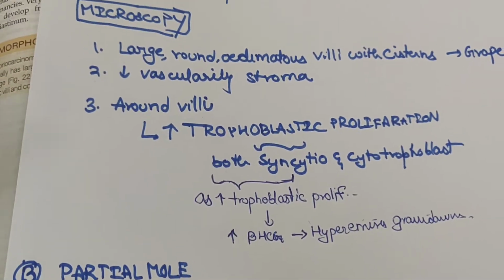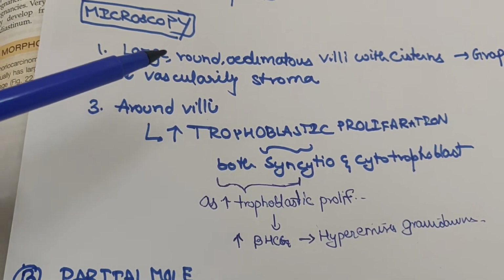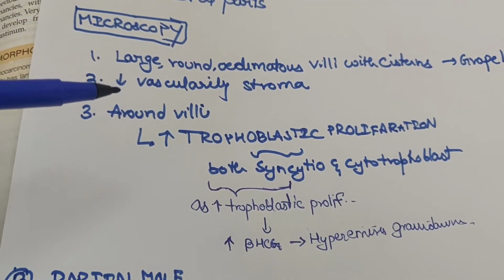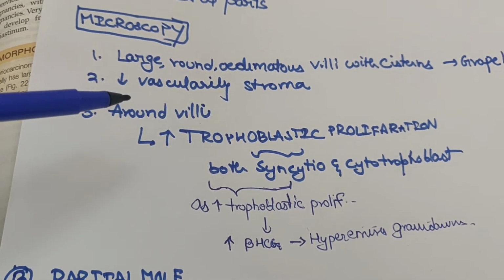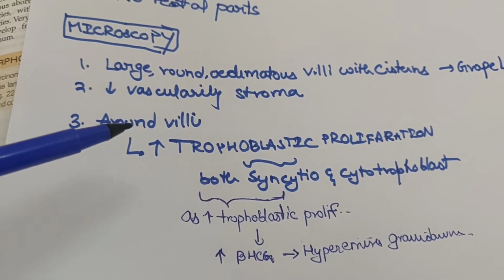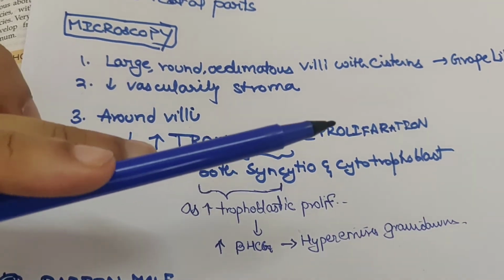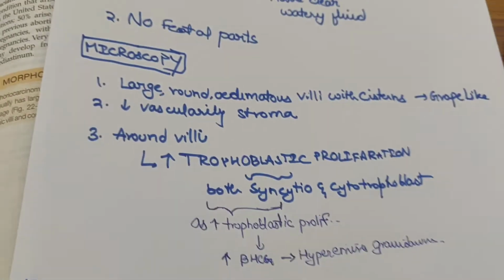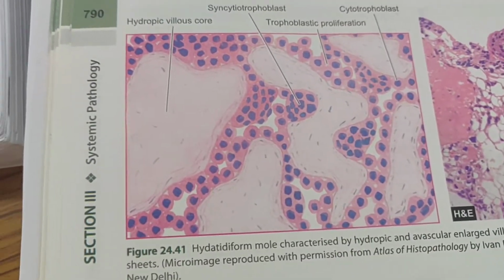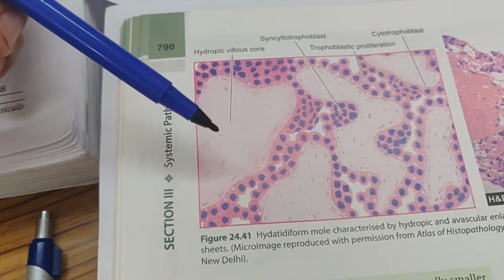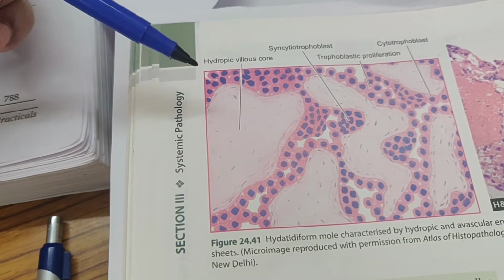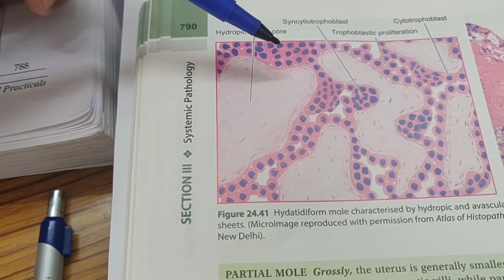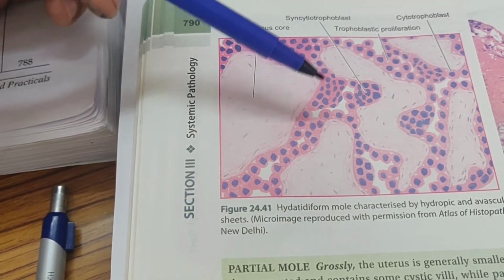Coming to the microscopy, there are large round edematous villi with cisterns, that is grape-like, and the stroma has less vascularity, and around the villi we can see increased trophoblastic proliferation, that is both syncytiotrophoblast and cytotrophoblast. You can see here these are the villi. In the cut section we can see hydropic villous core, and around these villi there is increased trophoblastic proliferation.